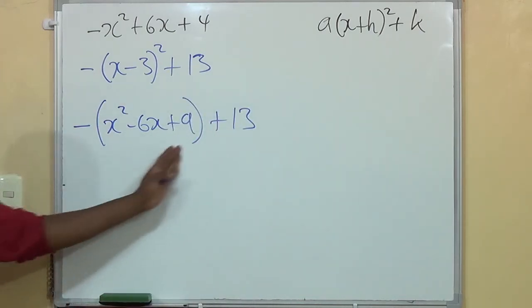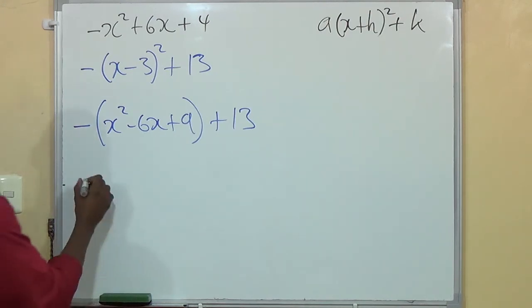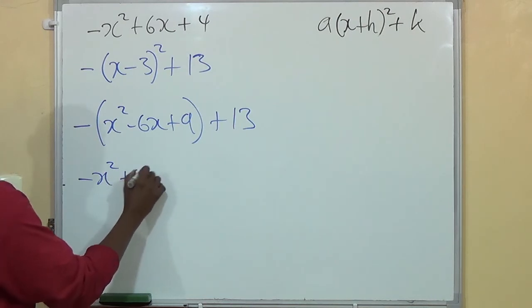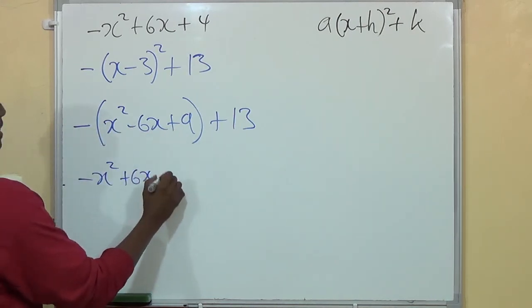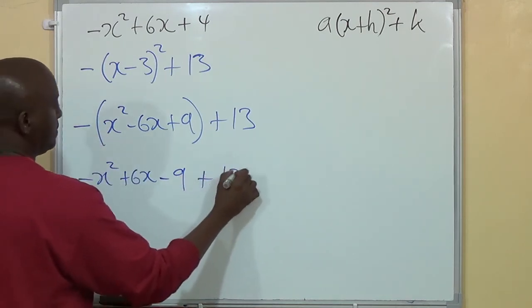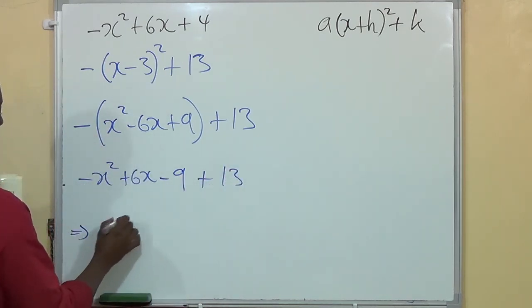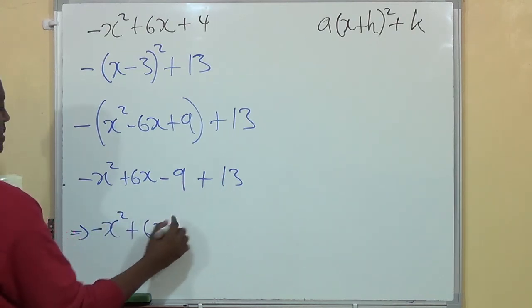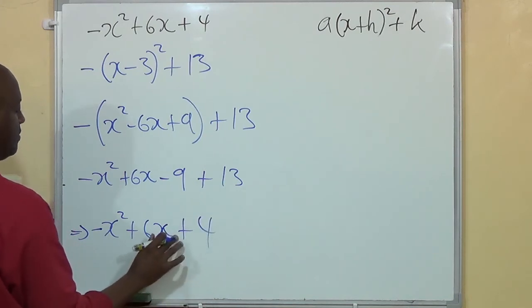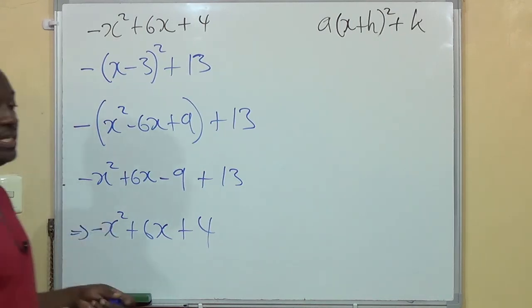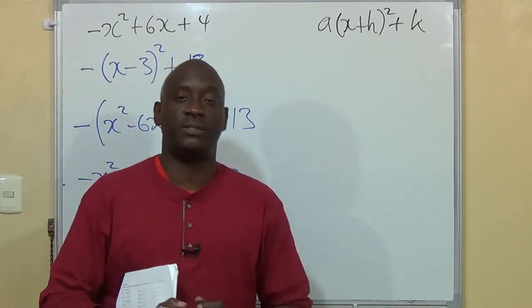And then we multiply everything in here by minus 1. So that will give you minus x squared. Minus 1 by minus 6x is plus 6x. Minus 1 by plus 9 is minus 9. Right, we do that here, and then we plus 13. And then guess what? We get minus x squared plus 6x minus 9 plus 13 is, guess what? Plus 4. Alright, again, you see your ability to deal with minus signs there. And that's it. So we took the answer and we worked backwards and we get the original solution.